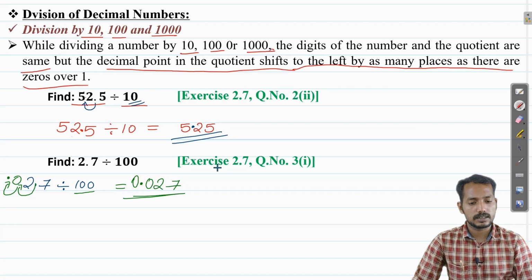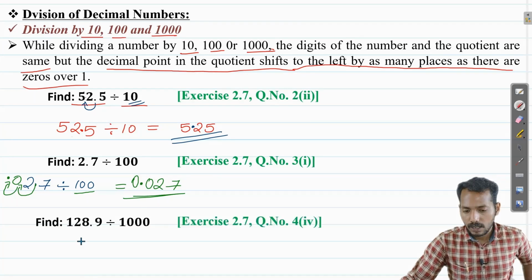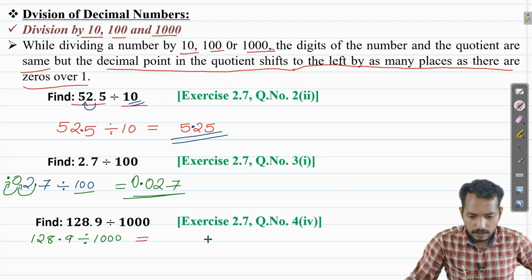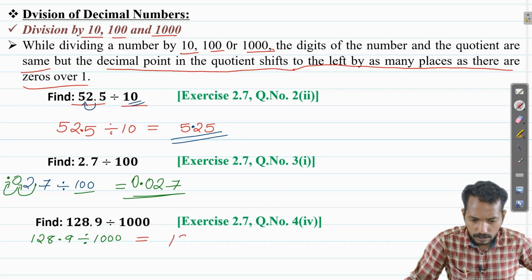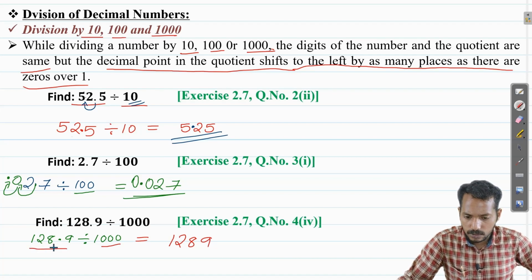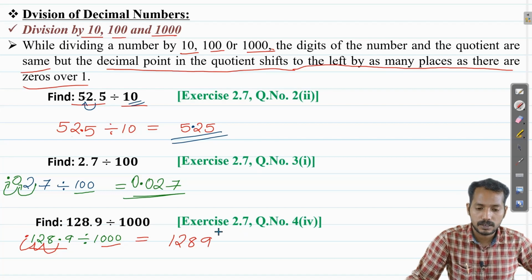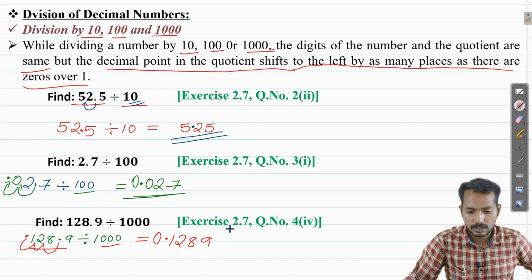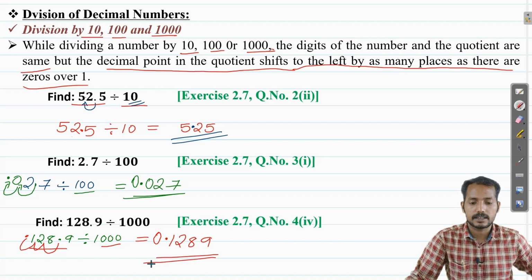Now let's take one more example. 128.9 divided by 1000. Just write the digits as it is, 1, 2, 8 and 9. No need to change this one. Okay. And there are 3 zeros. So shift this decimal point 3 places towards the left. 1, 2 and 3. So the decimal point will come here. Clear? So we will get a point, and after the point it is better to keep a 0 if there are no other numbers. So 0.1289. That is the answer.